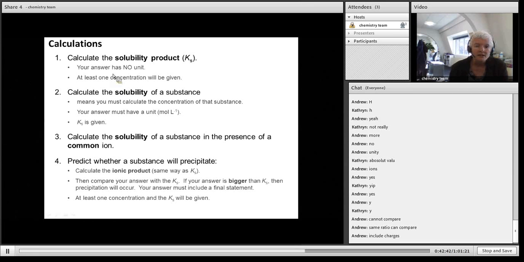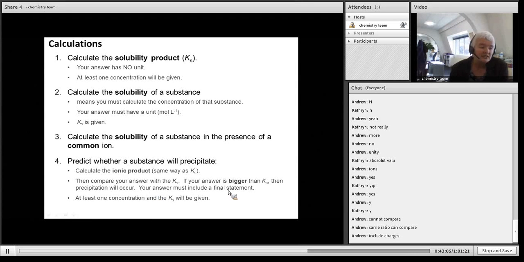The other one is doing the reverse of the solubility product calculation, which is calculating the solubility. So here it's the reverse, so they give you the Ks. And because you're calculating how soluble something is, you do have a unit, which is moles per liter. Okay, and then number 3 and 4 will happen in the next lesson.